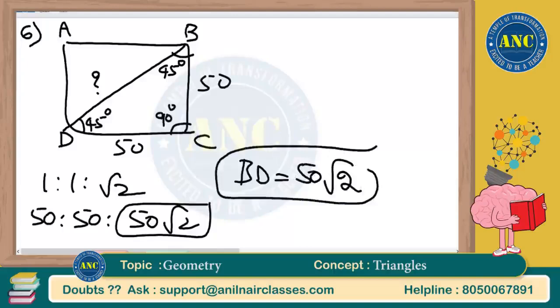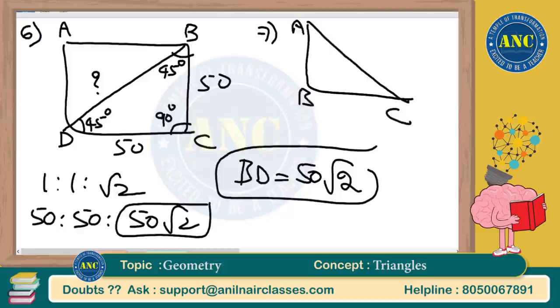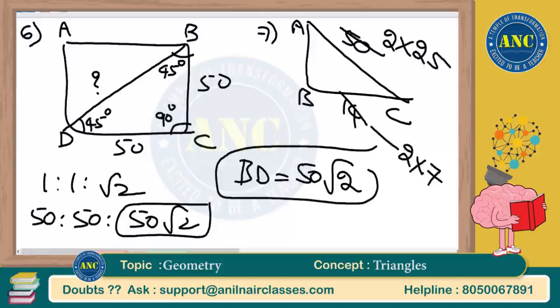Basic questions we are solving today so that students will understand it clearly. The seventh question. In a right angled triangle ABC, the hypotenuse is 50 and one side is 14. What are the other two sides? These two 25s are 50, these two 7s are 14. What is the next triple? 7, 24, 25. 2 times 24 is 48. I hope the idea is clear, right, sir?